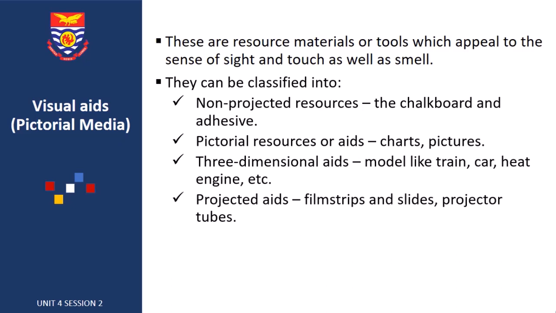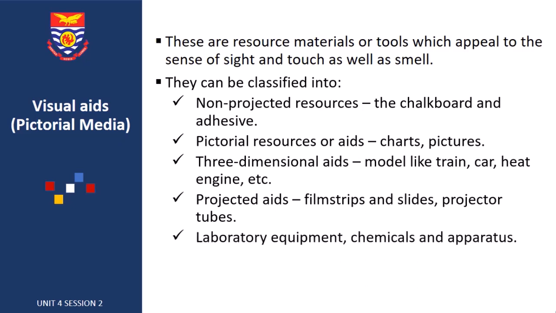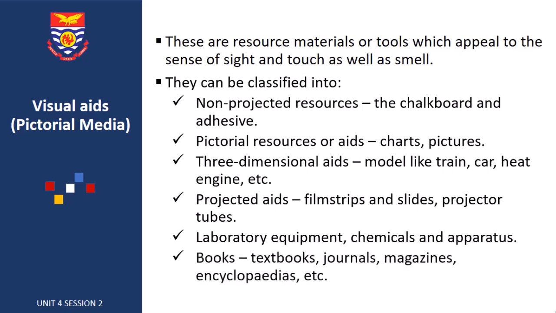We also have projected aids. Here we have the film strips and slides. We have projector tubes. We also have laboratory equipment, chemicals, and apparatus that are being used in the physics classroom. We also have books. And the books, we have textbooks, we have journals, magazines, encyclopedia. All these are visual materials that are at the disposal of the teacher that the physics teacher can use to enhance students' learning of the various physics concepts.